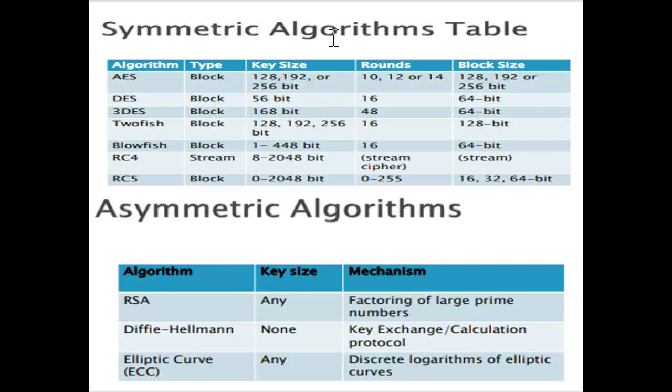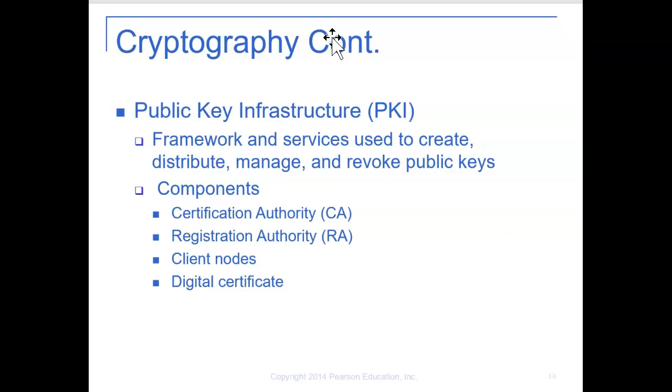So for symmetric algorithms, there's kind of a picture of the types of algorithms. AES, DES, 3DES, Twofish, Blowfish, RC4, and RC5, for example. AES is the current standard. Now, for asymmetric algorithms, here's just a few of them: RSA, Diffie-Hellman, and elliptic curve cryptography, ECC. Just to kind of expose you to that. Not really trying to get too deep.